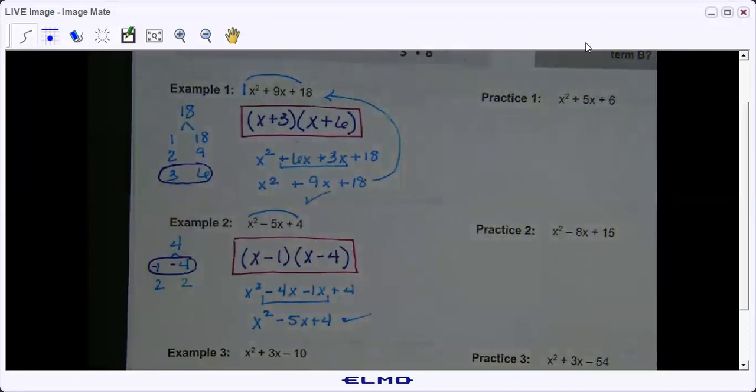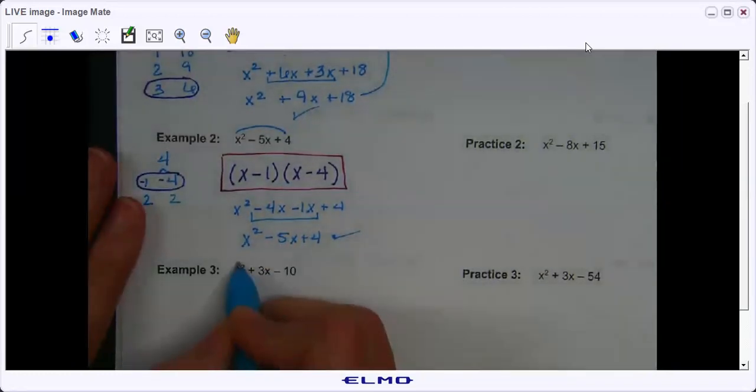Now, a lot of students ask, do I need to check every answer? And the answer for me is no, you don't. But if you're questioning whether it is correct or not, you might want to run through that process to check your work. Okay. All right, let's look at the next one.